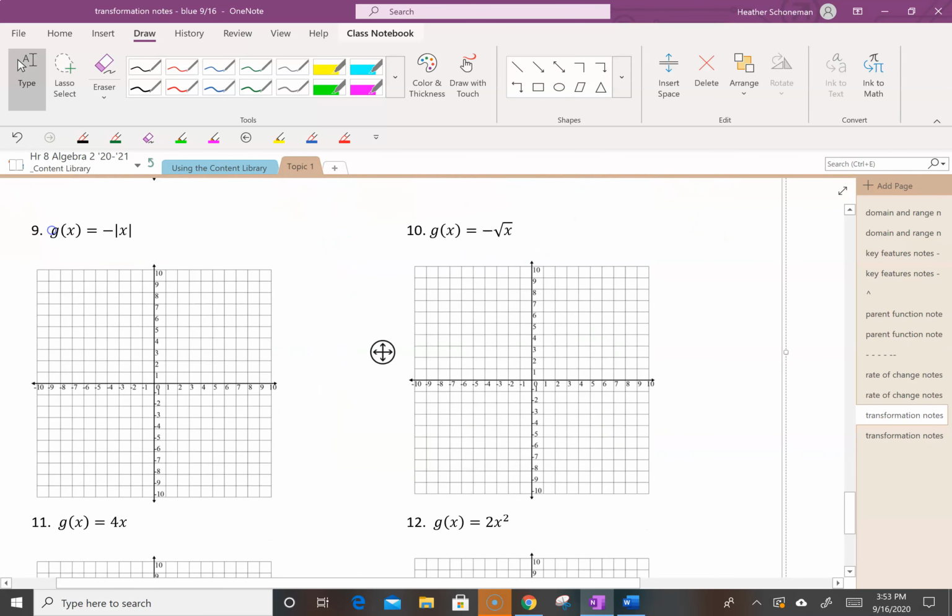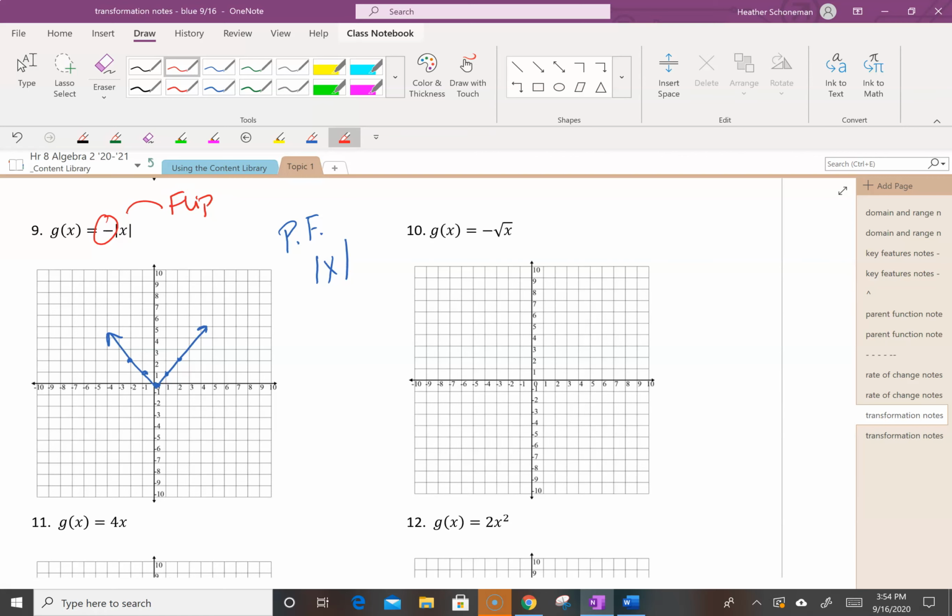Number 9, we have a negative absolute value. So before we figure out the translation or the transformation, know that the parent function is going to be the absolute value of x. We've done that before. That's the v. If you need the points, check them out on 1 and 5. All right, this negative right here is going to be a flip. Okay, it's going to turn it upside down, and it's going to flip it over the x-axis.